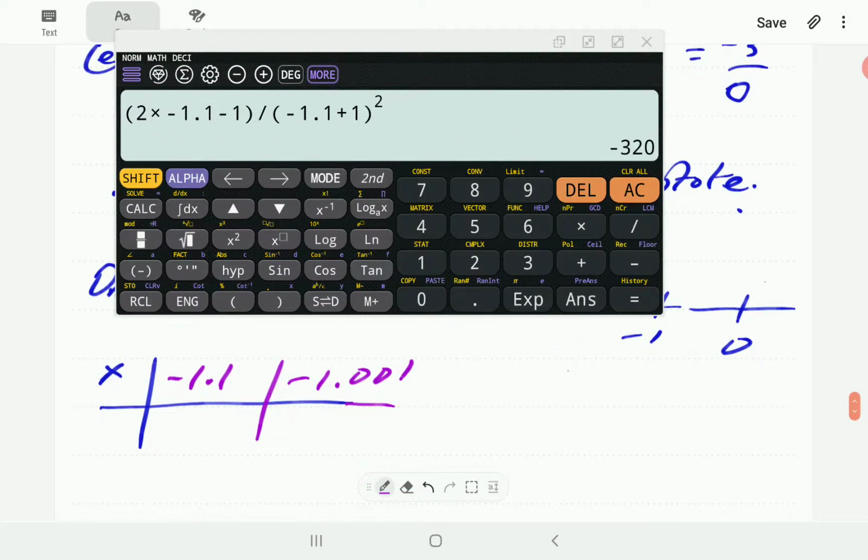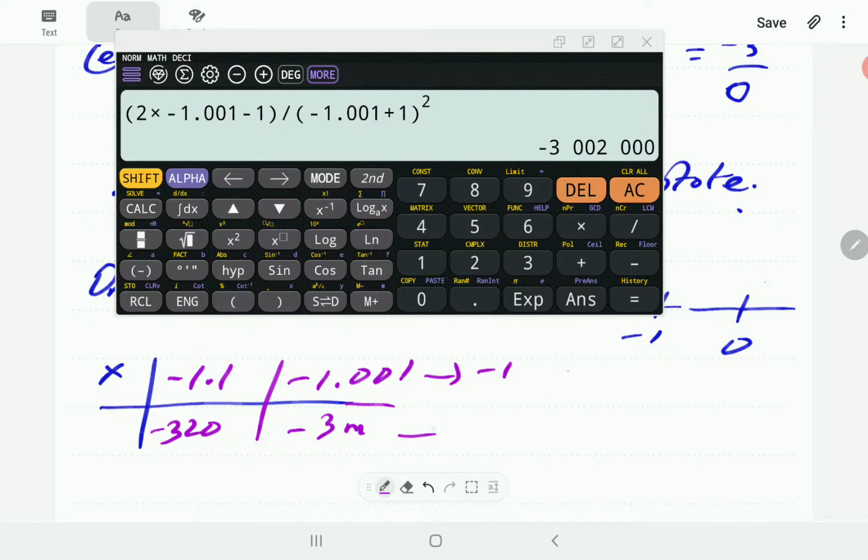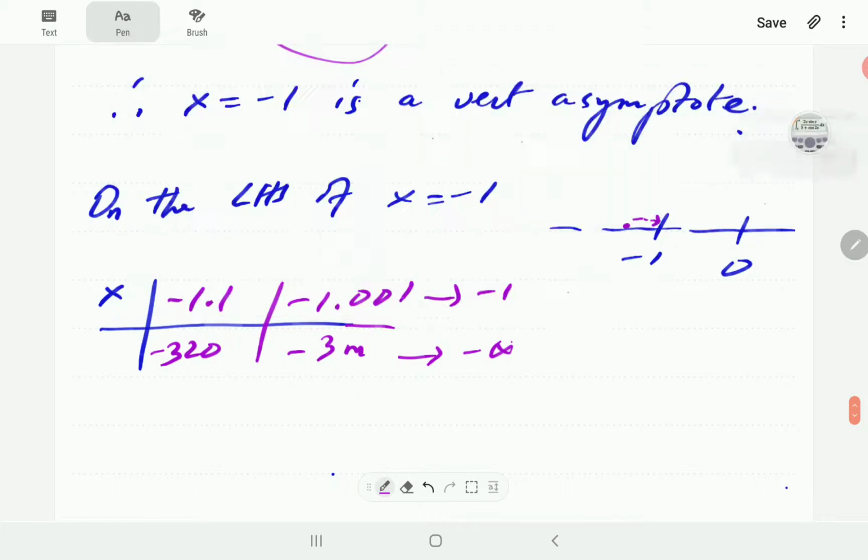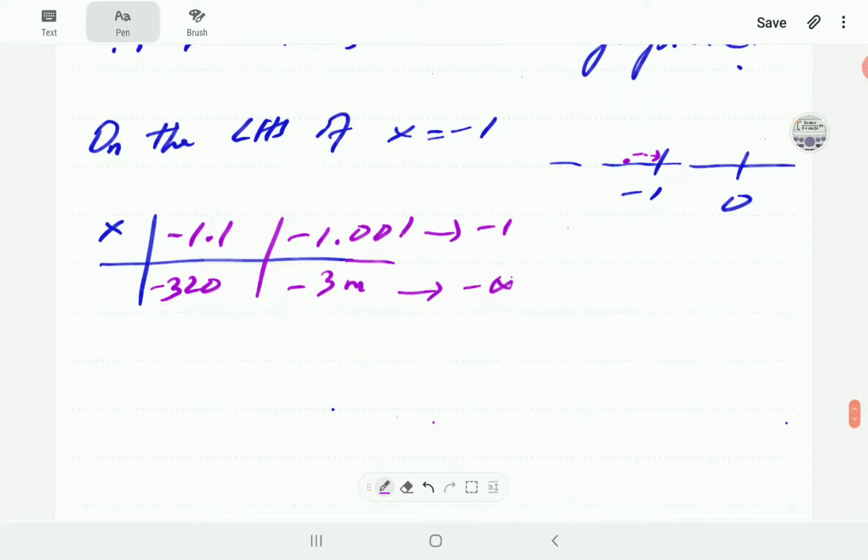So come back here. Negative 320 it is. Then I'm going to change this to negative 1.001. We're getting closer and closer to negative 1 from the left, and you can see this is negative 3 million something. So we can see that as x is going to negative 1, this is going to negative infinity.